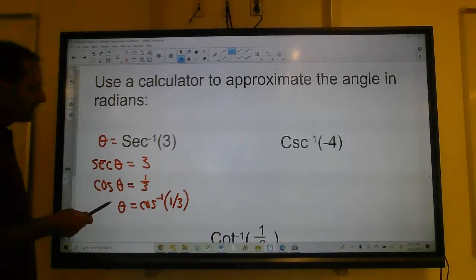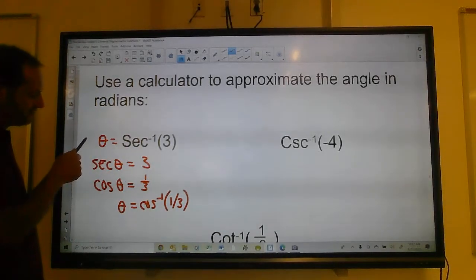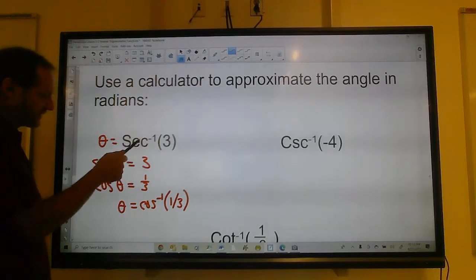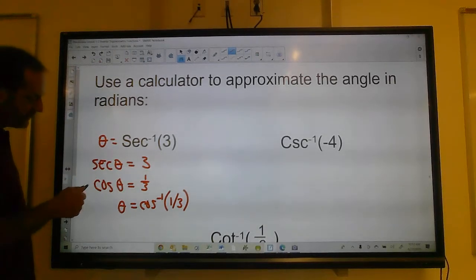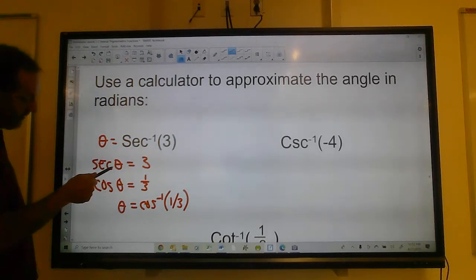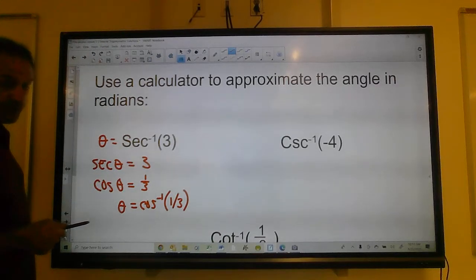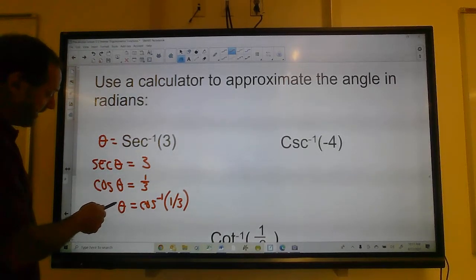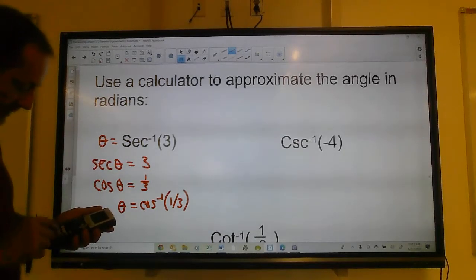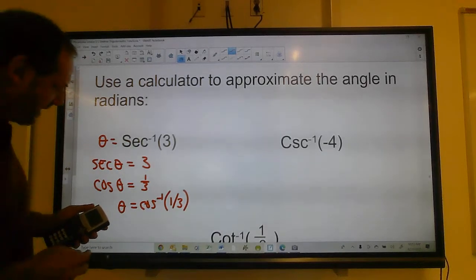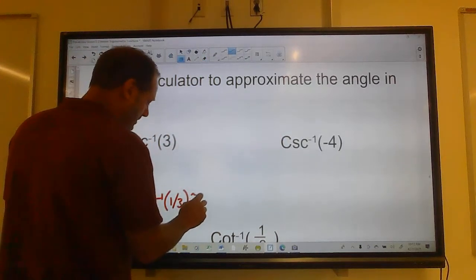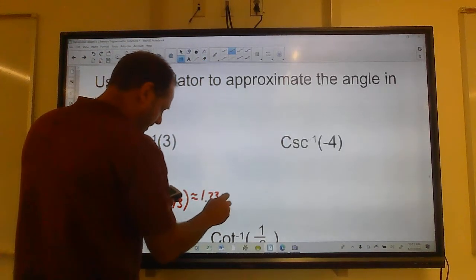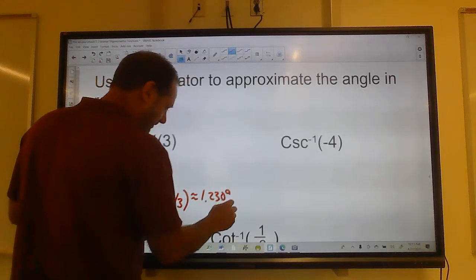So does everybody see what I did here? I moved the secant to the other side. Remember, when you arc secant something, the answer is an angle. So I secant both sides to cancel that out. I get secant theta is 3. I remember that if secant theta is 3, then the cosine of theta is 1/3. And then I arc cosine 1/3. So here we go. Arc cosine 1 divided by 3. And the answer is approximately 1.23095.